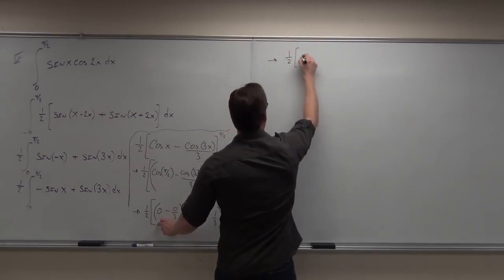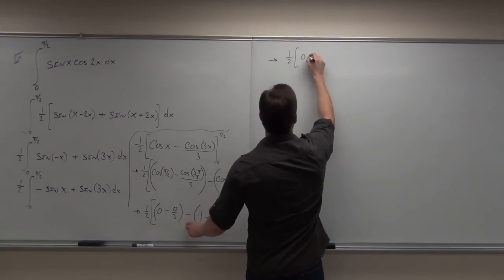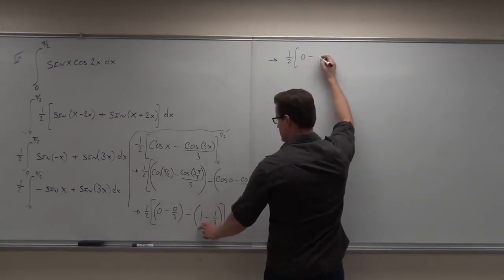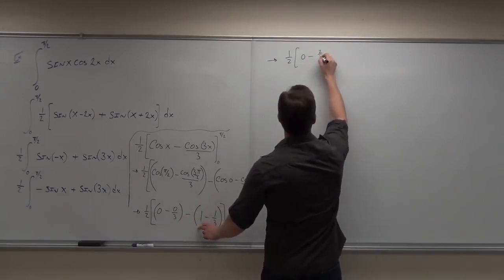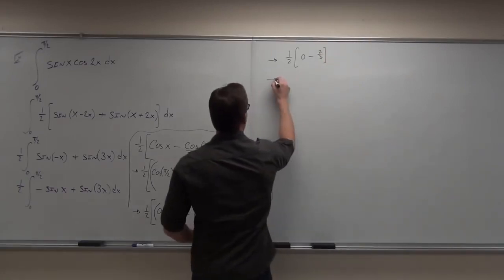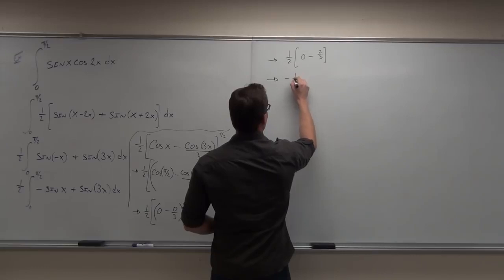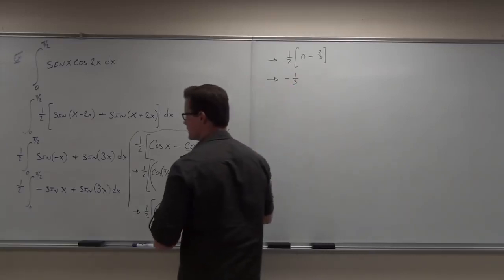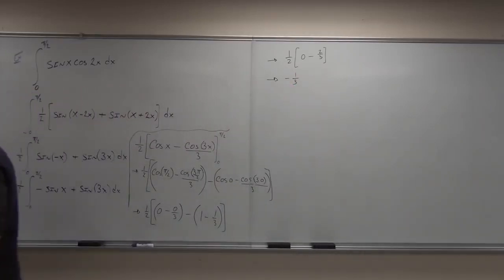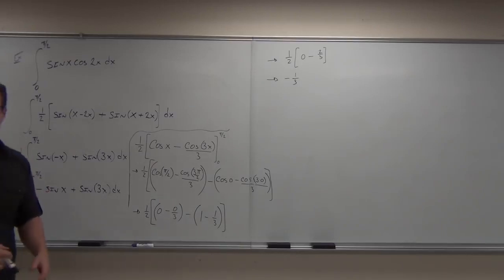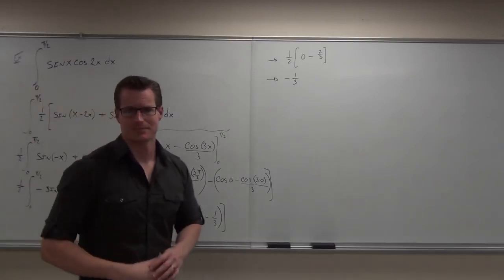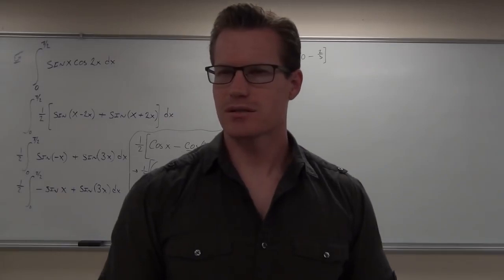1/2 times 0 minus 1/2. You did right. I got negative 1/3. Did you get negative 1/3? Yeah. We are done. Did that make sense to you guys? Yeah. Okay.